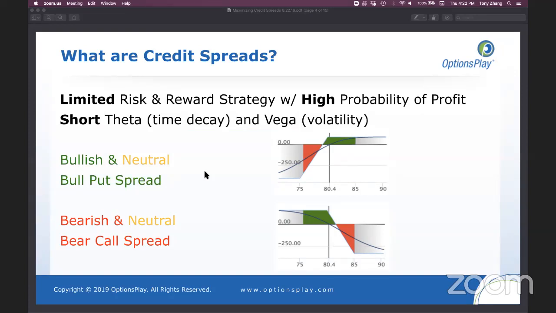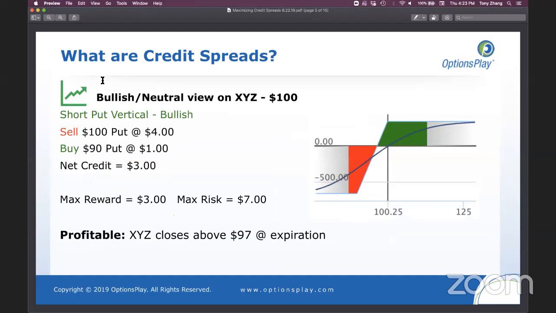From my perspective, the easiest way to remember is they are opposite to buying a call or a put, because buying a call is bullish and buying a put is bearish. When you're selling credit spreads, it's the exact opposite. The put spread is the bullish strategy. The call spread is the bearish strategy. So with that, let's go ahead and start looking at this specific trade.